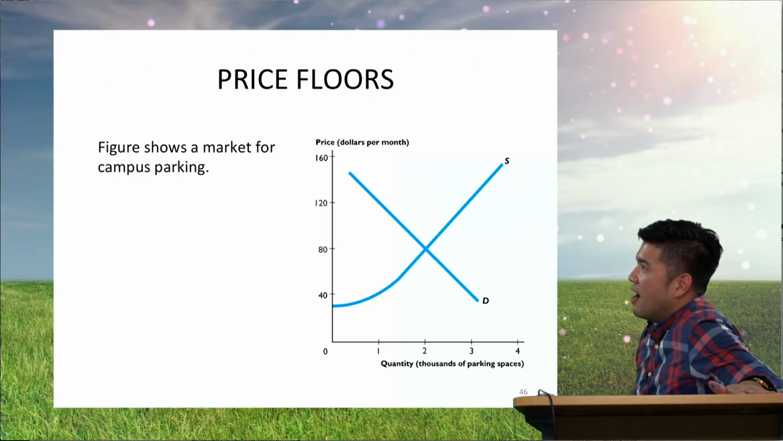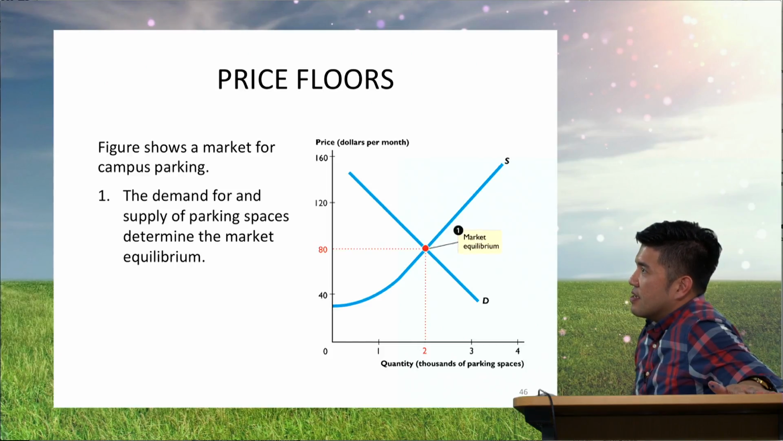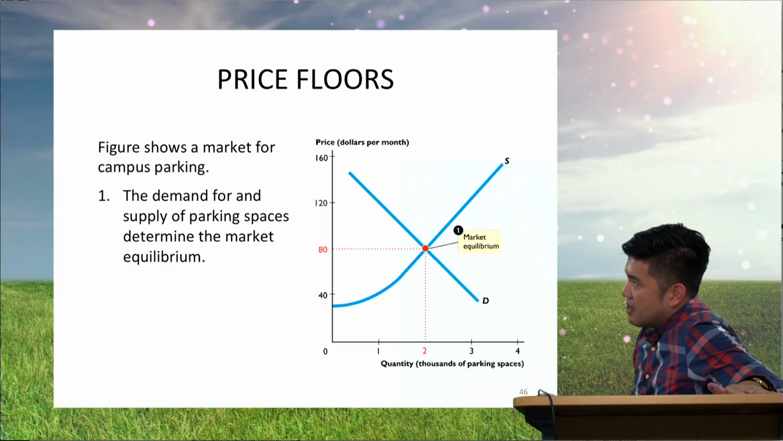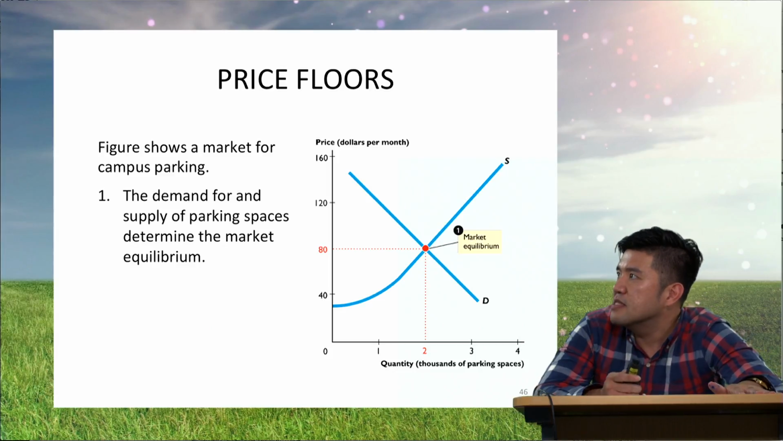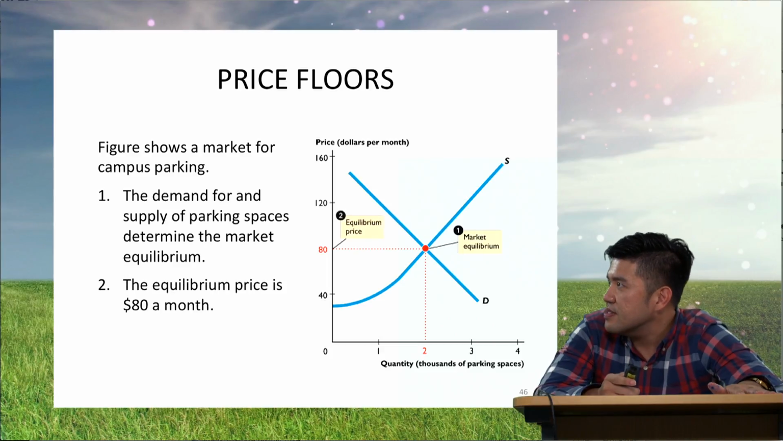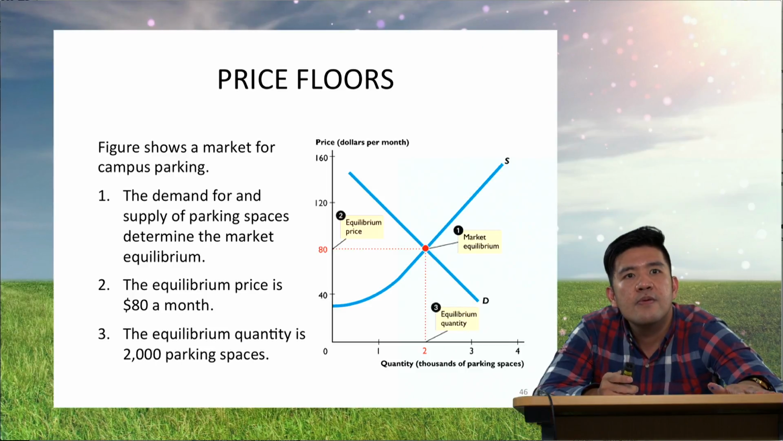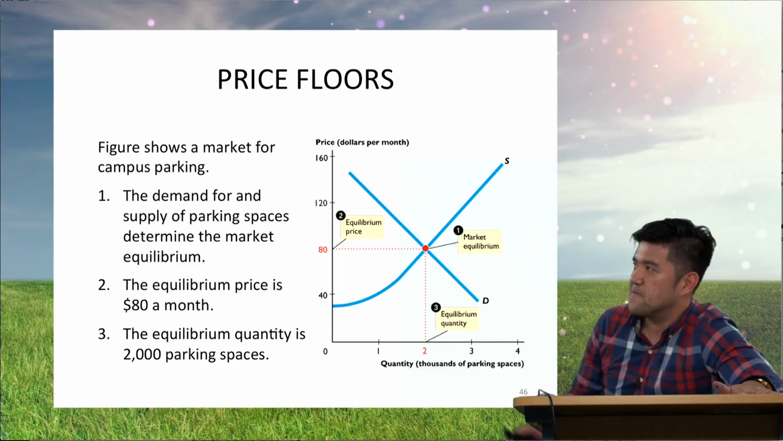Demand intersects supply at the market price of 80. So we are in equilibrium at $80 per month. Quantity demanded is equal to quantity supplied at 2,000 parking spaces. Demand for and supply of parking spaces determine the market equilibrium. The equilibrium price is $80 a month. The equilibrium quantity is 2,000 parking spaces.